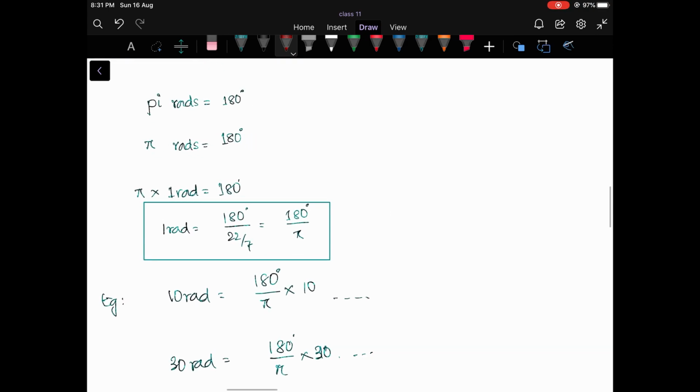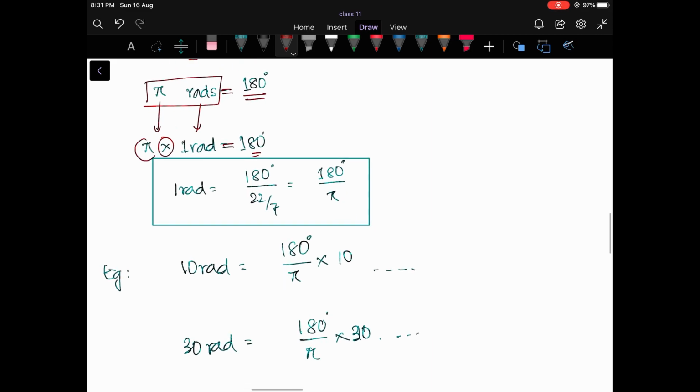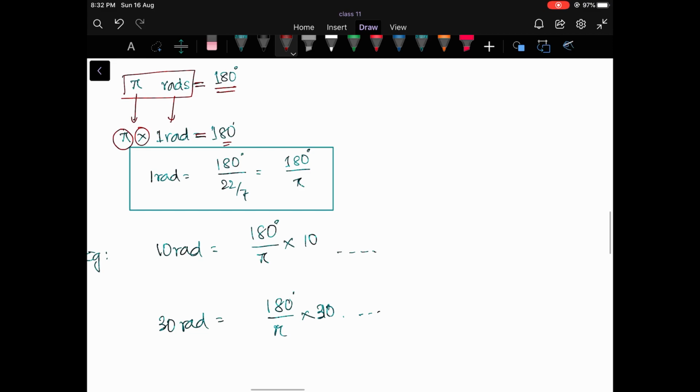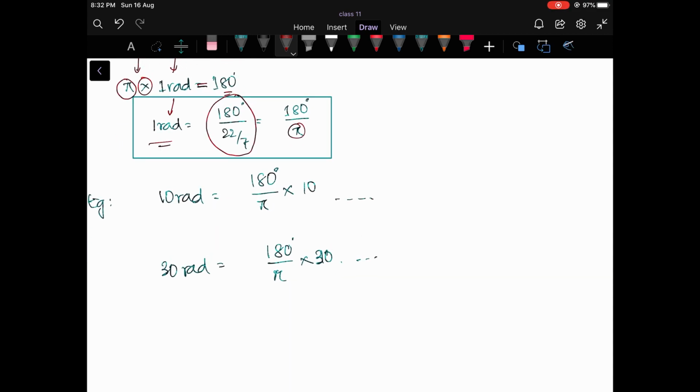Also, we can have conversion from radians into degrees. For that, we write pi radians must be equal to 180 degrees, or we can write pi times 1 radian must be equal to 180 degrees, because you can treat this pi as a number. Then we can have 1 radian must be equal to 180 degrees divided by pi, that is 22/7. So this is what we are going to use to convert any radian measurement into degree measurement.